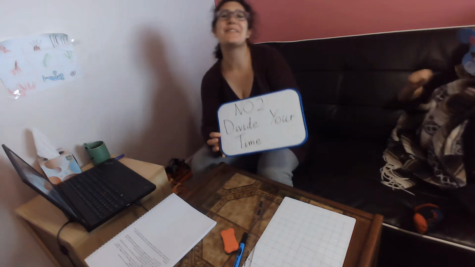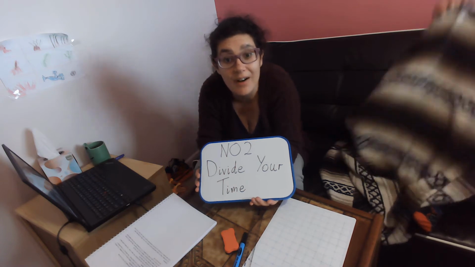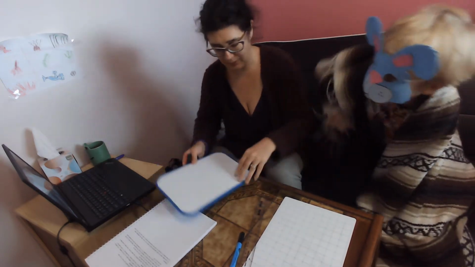Hi, we're using the Frogotter Education Box, and today we're doing N023, Divide Your Time. The equipment we need is the whiteboard, the pen, the eraser, the ruler and the protractor. And I think we've got it all here.